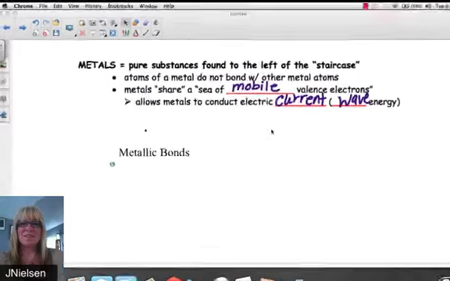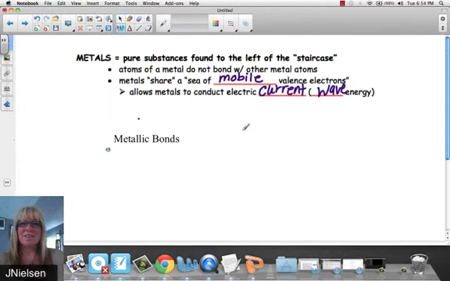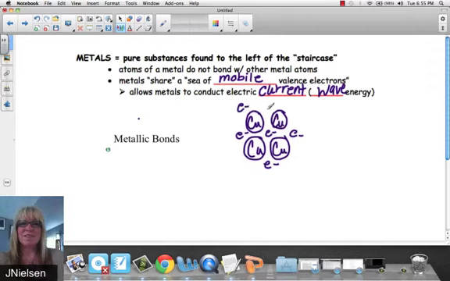So if I had a bunch of Cu atoms, and this was kind of like the dogs, the electrons are constantly moving in between the atoms, and it's these mobile electrons that conduct current.